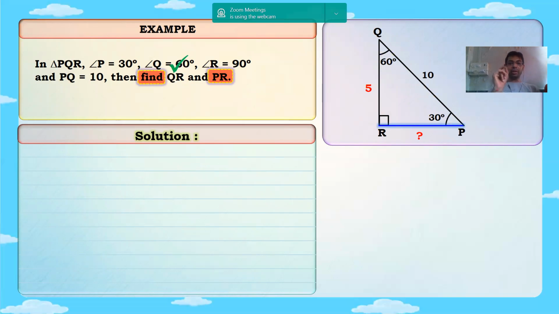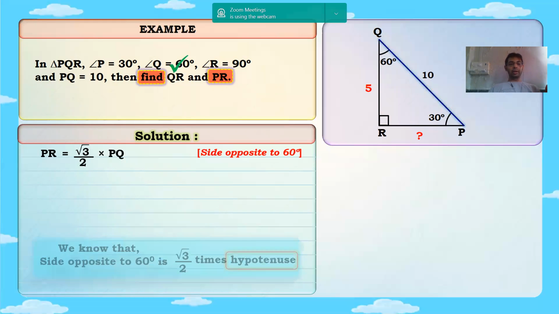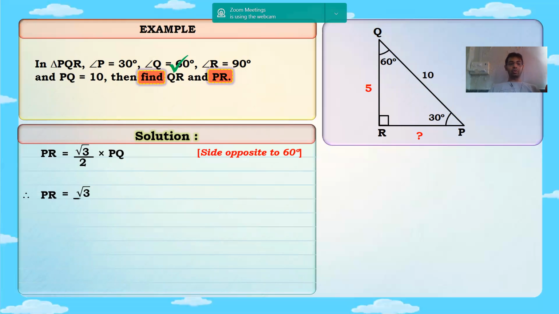Now can I say that particular side is opposite to angle 60? Yes, as you can see that side is opposite to angle 60. We know that the side opposite to angle 60 is equal to √3/2 multiplied by the hypotenuse, that is PQ. So √3/2 into the length of PQ, which is 10. 2 ones are 2, 2 5s are 10. So finally PR is nothing but 5√3 units.